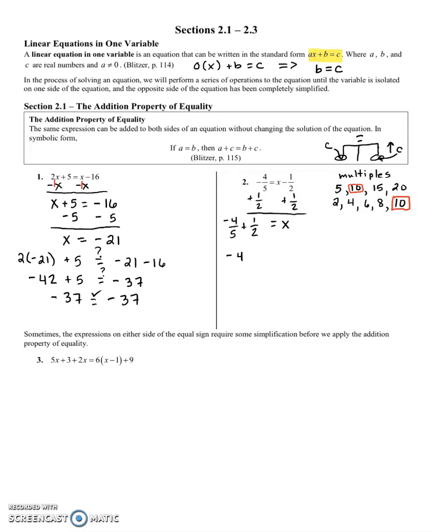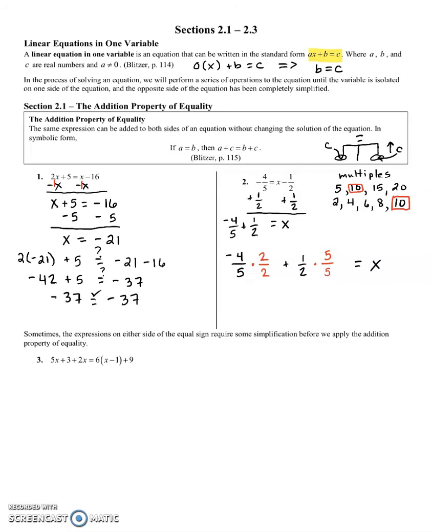So -4/5. Okay, we need to change that into a 10 in the denominator, so we have to multiply by 2, which means we have to multiply the numerator by 2. Then we have plus 1/2, and we have to multiply the 2 by a 5 to get to a 10, which means we also have to multiply the numerator by 5. And that equals our variable x.